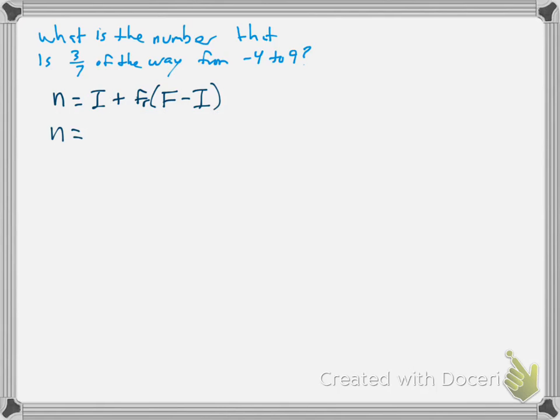So N is equal to, what's my initial number? -4. No, wait a minute. If I'm moving from -4 to 9, I am actually going in which direction? Positive direction. Okay. Plus 3/7 of 9 plus 4. 9 minus a -4 ends up being plus 4. 9 plus 4 is 13.